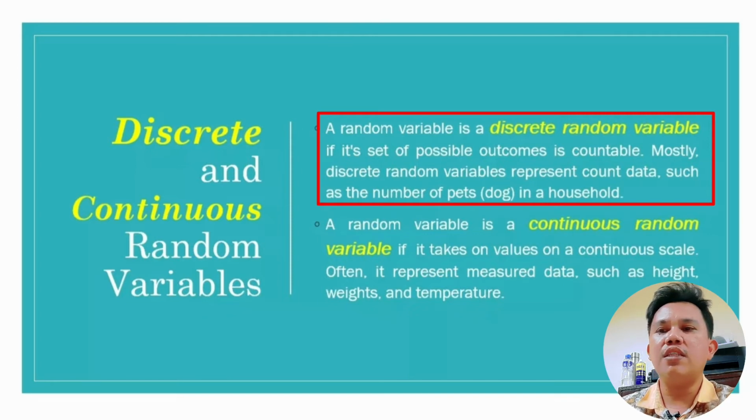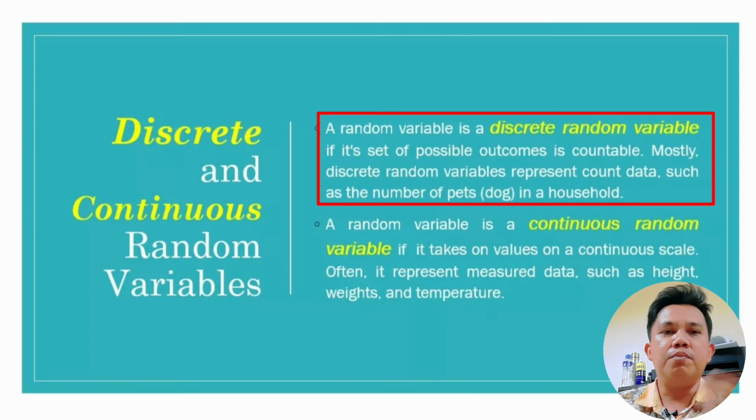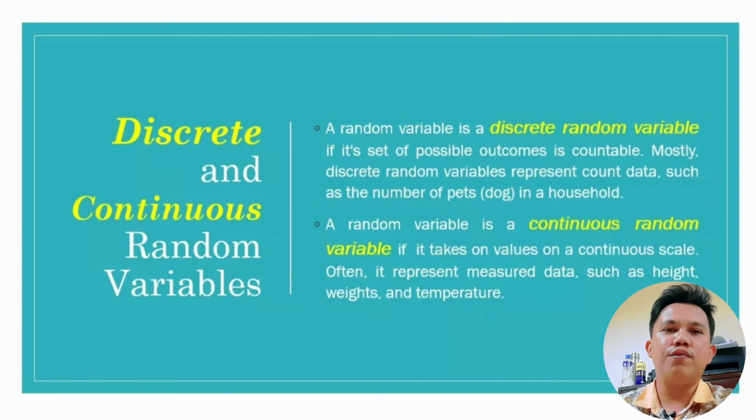Mostly discrete random variables represent count data, such as the number of pets in the household. Like for example, kung pupunta ka sa mga kapitbahay mo, tapos randomly, i-check mo yung bilang o yung number of pets na meron sila. Pwedeng walang pets, merong isa, merong 3, merong 4, etc. So those kind of random variable is what we call a discrete random variable.